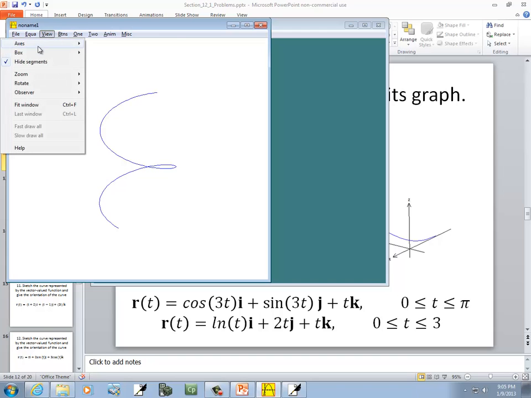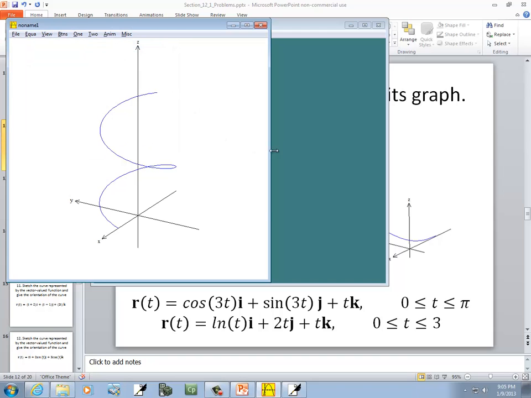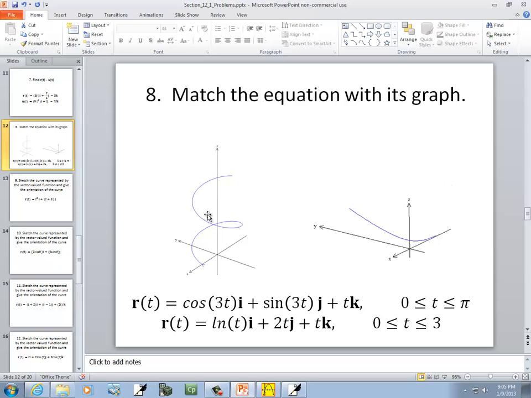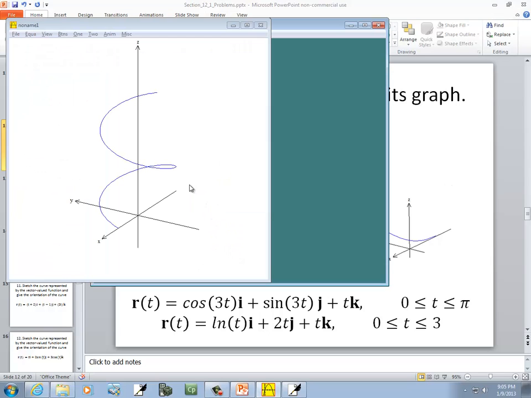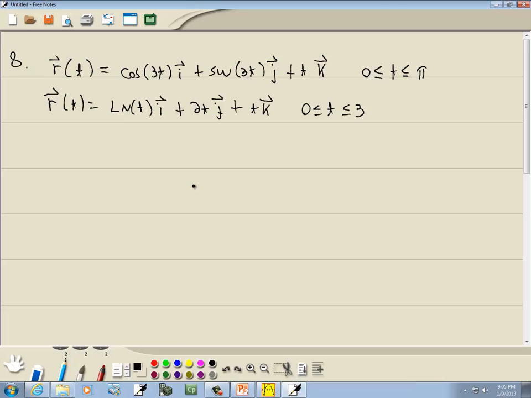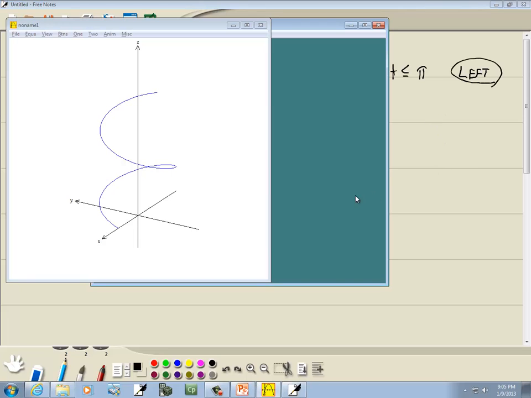Now if I do view axis, you can see which one it matches. Matches the one on the left. So our cosine one here is the one on the left. Now the other one, let's plug that into our utility.